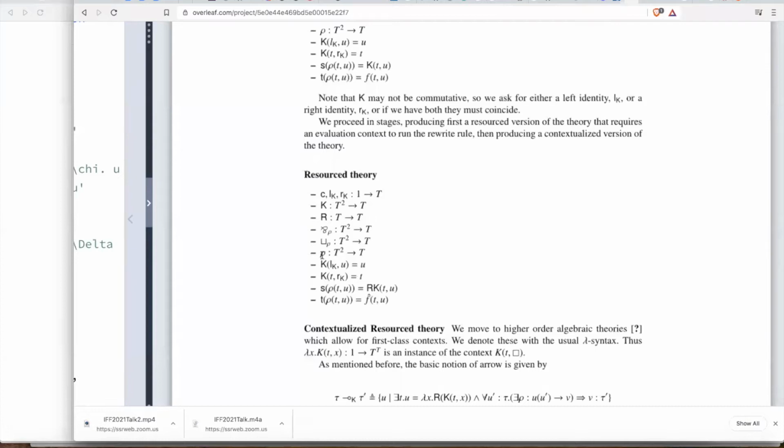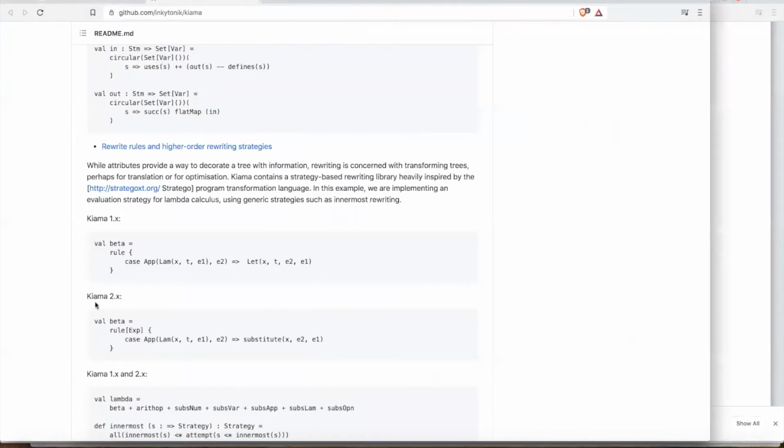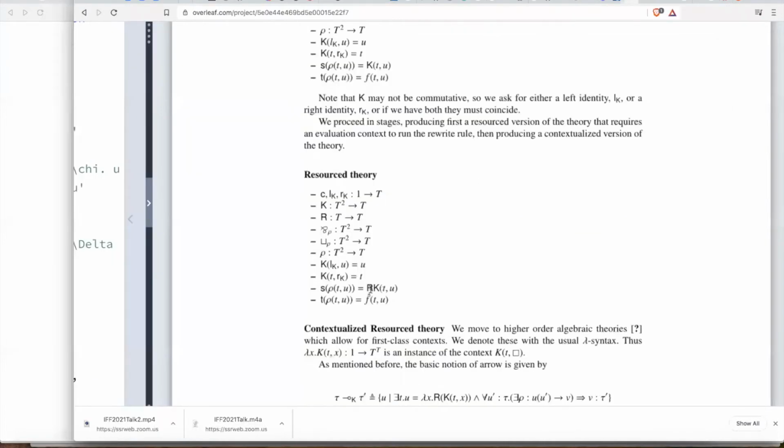And then we're going to change this rewrite rule. It's going to be similar to this one, except that the source of it, in other words, the thing on the left-hand side here, is going to insist that it's R of K. Does that make sense? Yes. Okay, excellent. Now we're cooking with gas. So this is how the implementation could proceed in terms of Kiama.